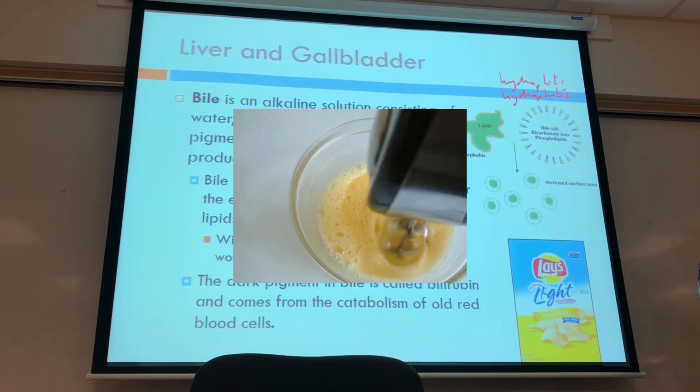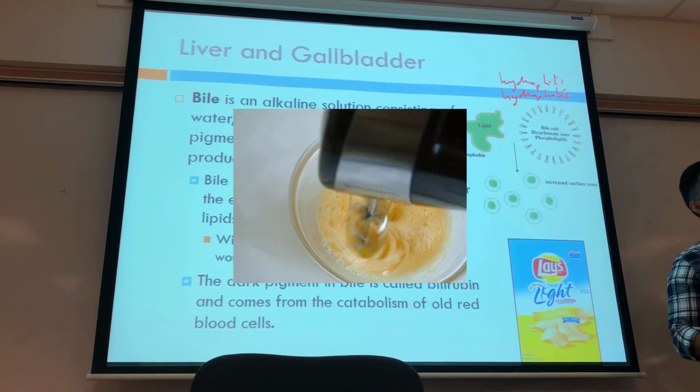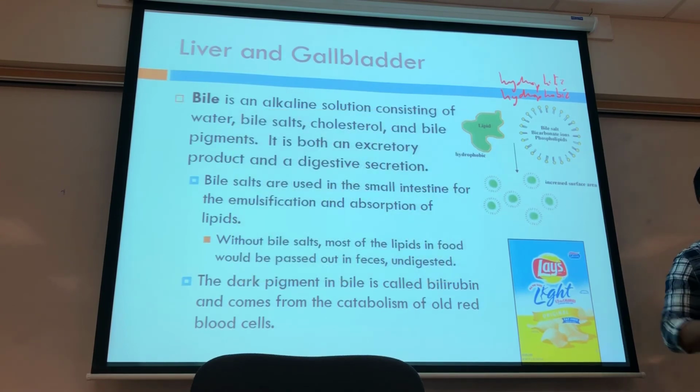And then you notice now it's all kind of mixed together, but technically they're not really mixed, they're just kind of embedded within each other. If you left that solution to sit for a little while, you'll notice that they'll start to separate after a little while. Another thing is milk.